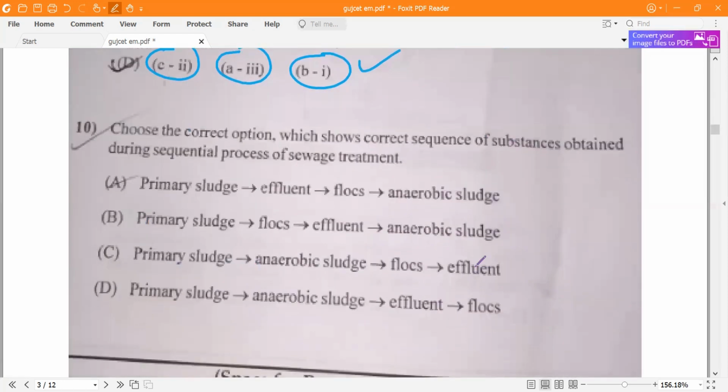Then there is the process of sewage treatment. There is always primary sludge, as we know. It is similar in all the options, and then finally you get the supernatant, which is effluent. Then you go for secondary treatment where flocs are there, and then finally there is another big sludge, which will go to the sludge digester. So over here also A is correct.